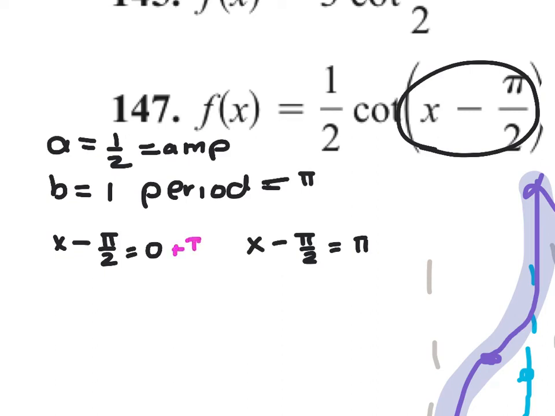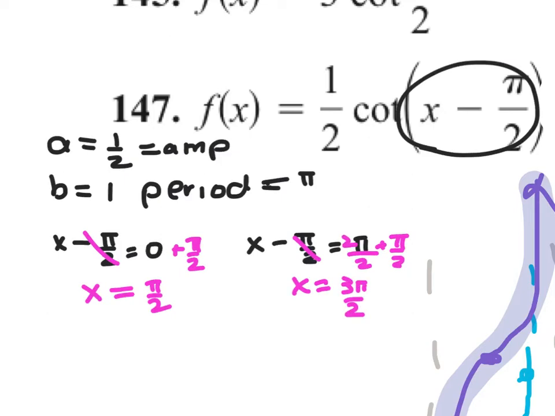Add the pi over 2. X equals, this is gone, pi over 2. X equals, this is gone, 2 pi over 2 plus 2 pi over 2, which is 3 pi over 2.